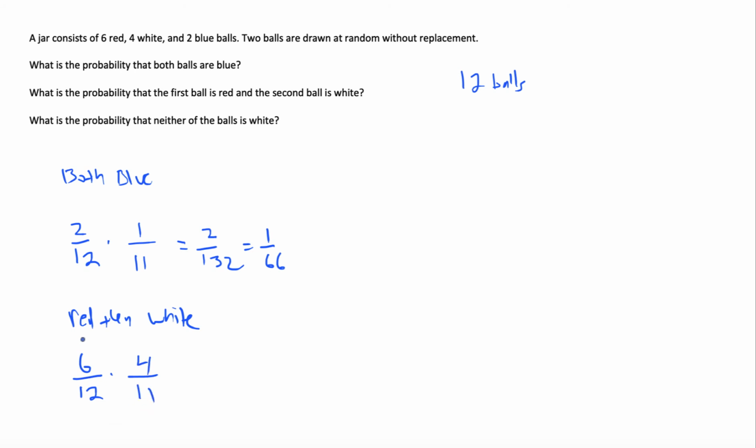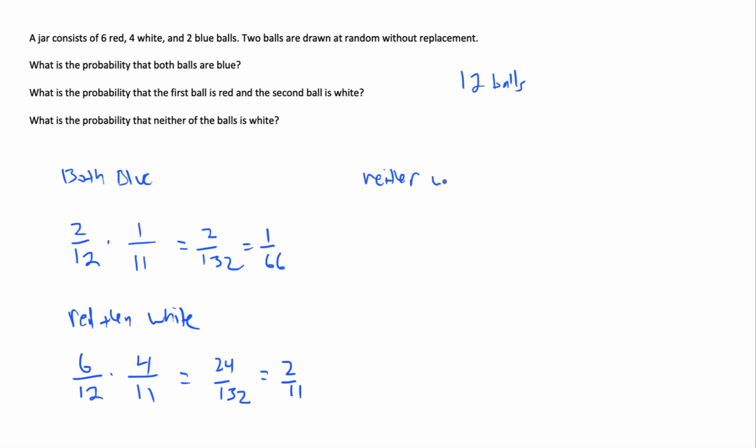Okay, so the first number here represents the probability that the first ball is red. And then the second number here represents the probability that the second ball is white. Okay? So we can multiply this out, get 24 out of 132, and that one does simplify down to 2 over 11. And then what is the probability that neither of the balls is white? Okay, this one's a little bit tricky, but neither ball is white.